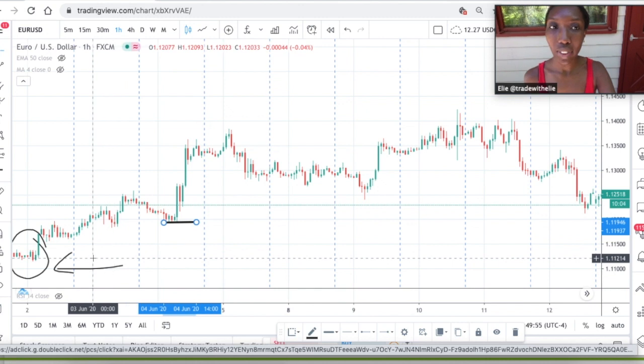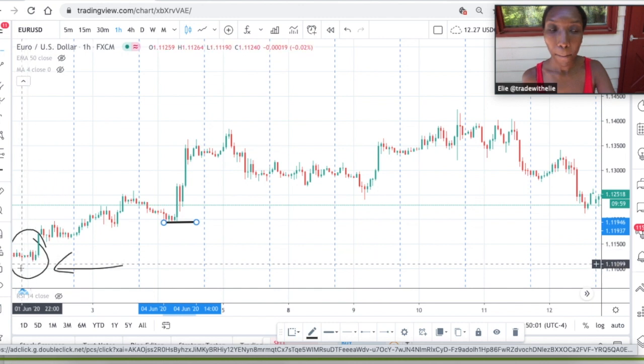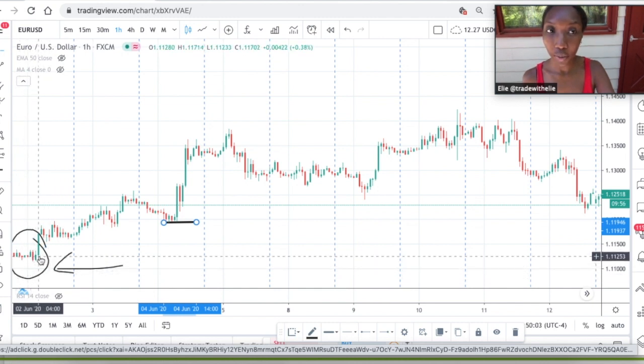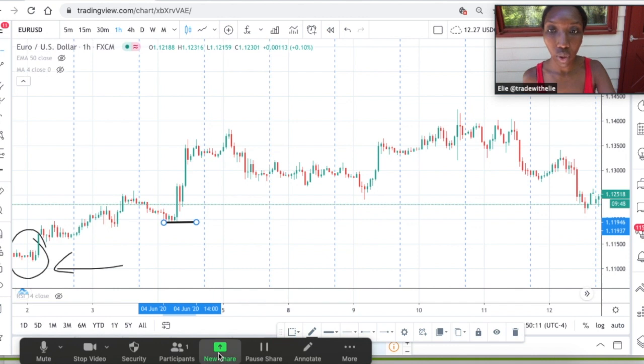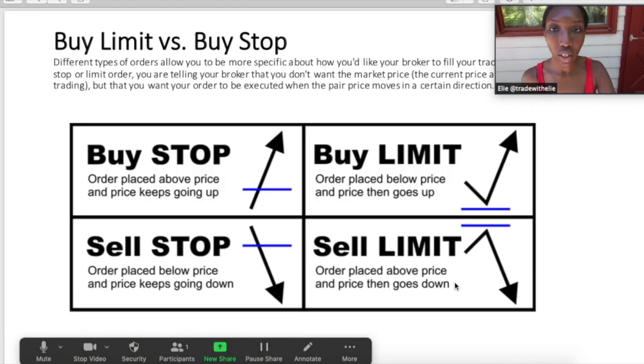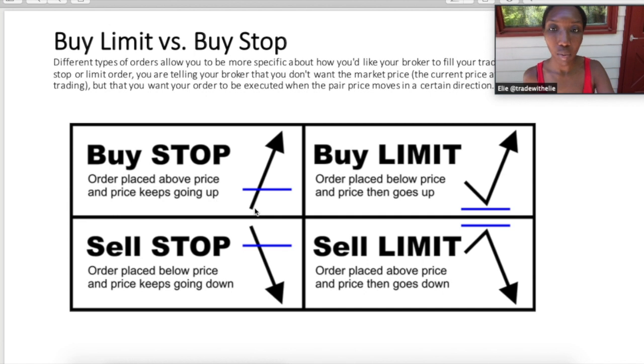Right at this area. So what's happening? We have price below our order, and then our take profit is going to be above the pending. If you are paying attention to this chart here, for the buy stop, we have our order placed above price, and price is going to keep going up. So this base here is price. This is our pending line, and our take profit is up here.